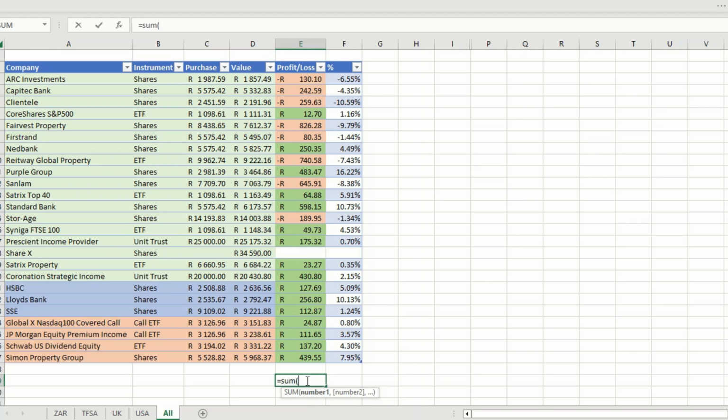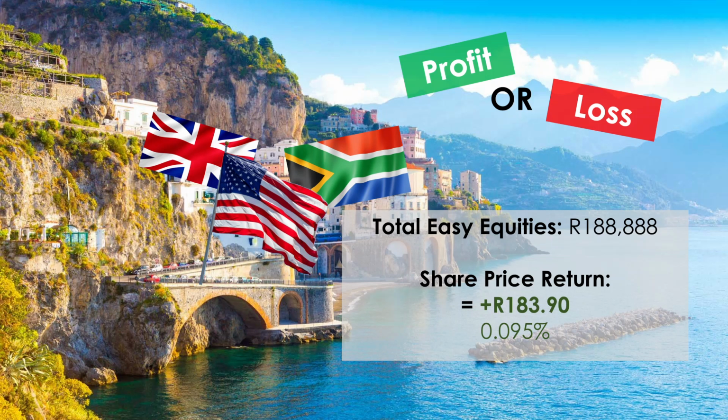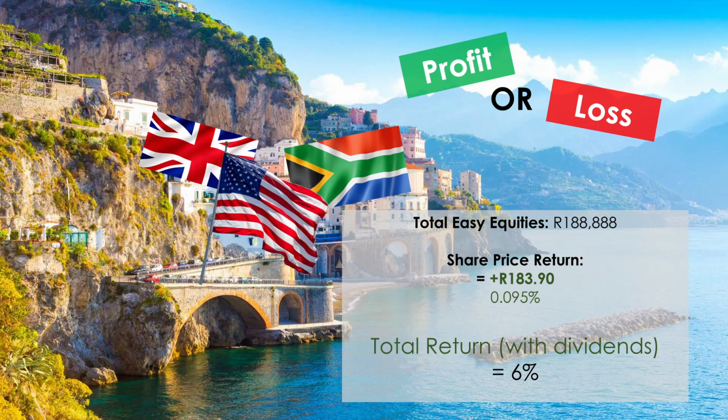So all of this together brings us to a total bottom line portfolio profit or loss of, drumroll, a profit of exactly 183 Rand and 90 cents, or a percentage gain of 0.095%. So it's not huge, but like I said, in this year of such crazy market declines, I'm pretty happy with that. And if we include the dividends for our total return, that would bring our total return on EasyEquities for 2022 up to a 6% profitable gain.